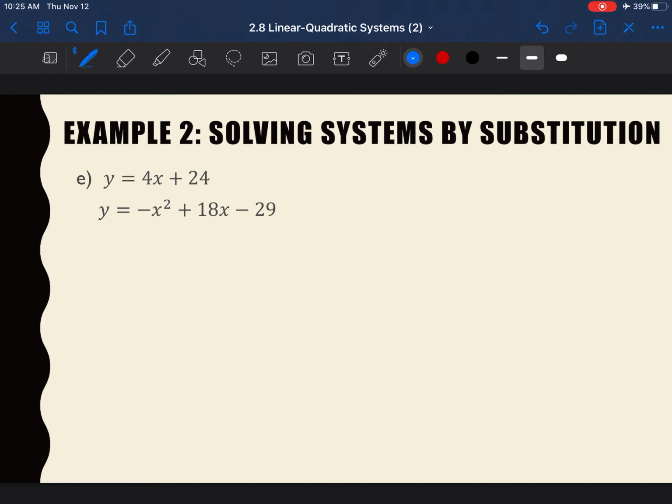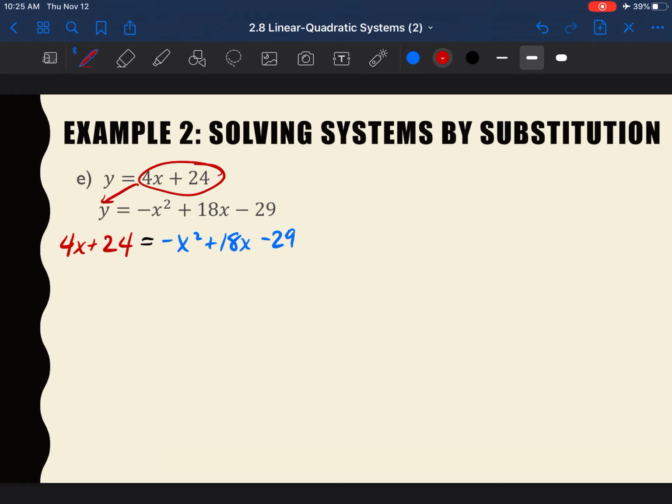Okay, so now these are both y equals, so what you're going to do is when you substitute, this is going to substitute right there in for the y. So then you have the 4x plus 24, so this one's going to look a little bit different when you plug this in, equals, and then the other equation is the negative x squared plus 18x minus 29. Now I did these in different colors just to show you the different parts of it, but really this is all just one line, one equation that I've created by doing the substitution.